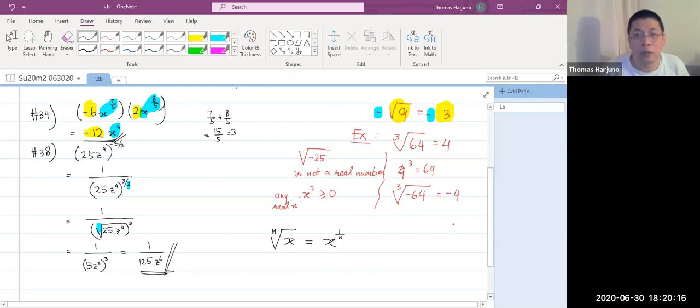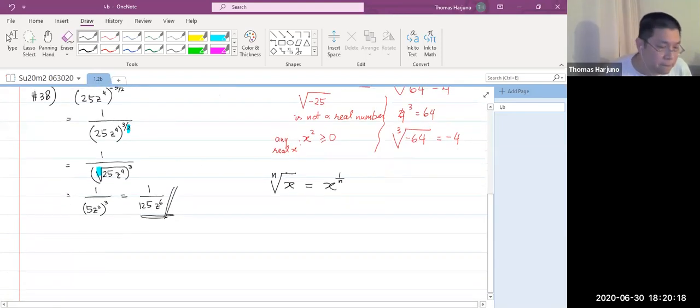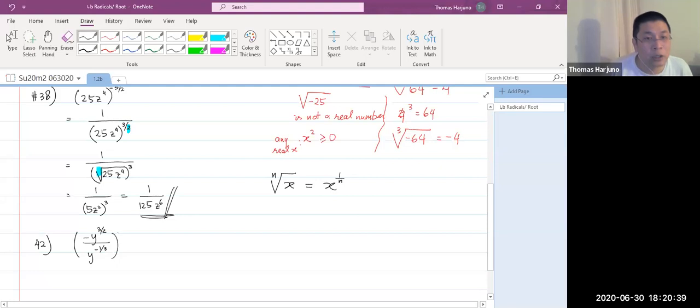How about number 42? Number 42, we have negative y to the power of 3/2 over y to the power of negative 1/3, in quantity to the power of 3.